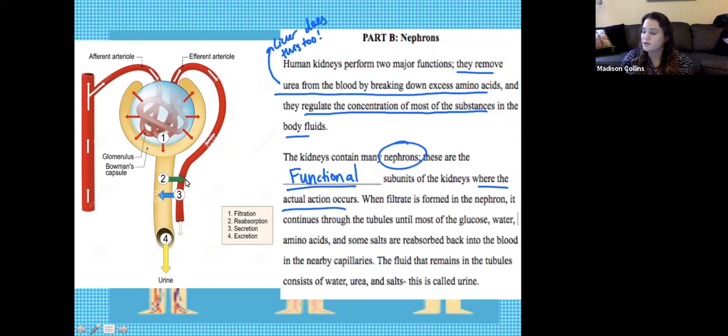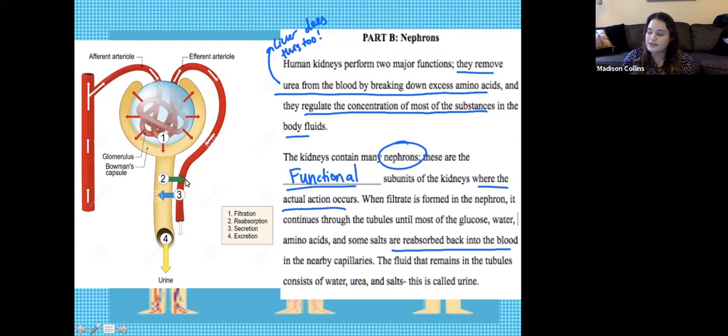When filtrate is formed in the nephron, it continues through the tubules until most of the glucose, water, amino acids, and some salts are reabsorbed back into the blood. So our body is going to reabsorb any helpful nutrients that it wants to recycle. Those are reabsorbed back into the capillaries.